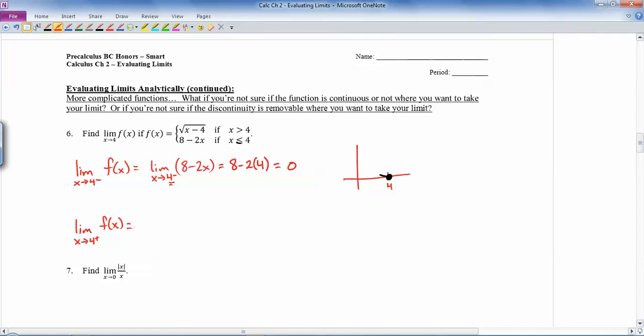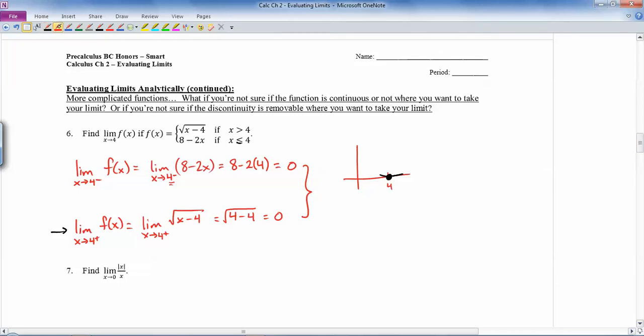The other part of the function uses the other equation because that's for x greater than 4. So it's the square root of x minus 4. If you think about what this graph looks like, it looks like this, and I'm only approaching it from the right side. So I can say that that's going to be the square root of 4 minus 4, which is 0. And now I know that these two are the same. This line here says that as I approach 4 from the right side, I also get 0.